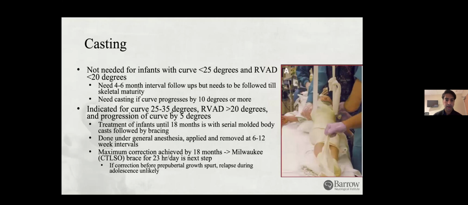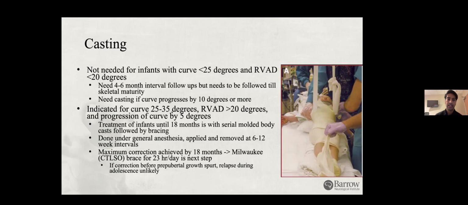The next non-surgical option is casting. And this is generally for infants for whom they're definitely not going to wear a brace, especially infants who have rapidly progressive curves. So it's not really needed if the infant has a curve of less than 25 degrees or that rib vertebral angle difference that I brought up earlier is less than 20 degrees. Then the patient can just be serially monitored. But if the curve is larger than 25 or their RVAD looks greater than 20 and they're having progression, then these casts can be helpful.